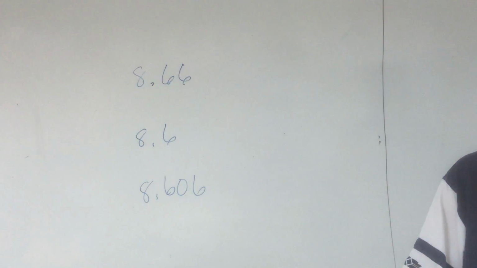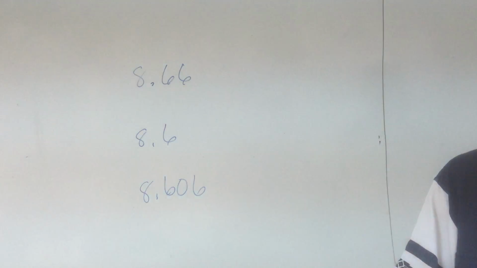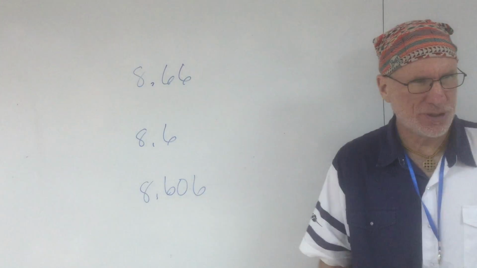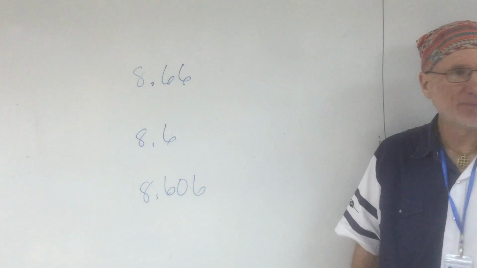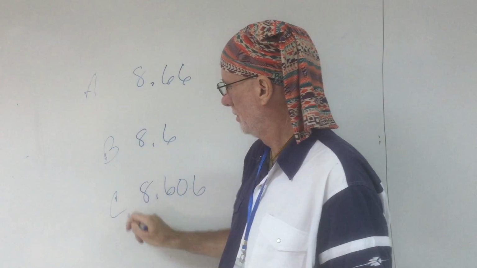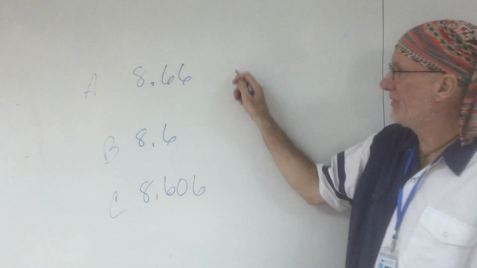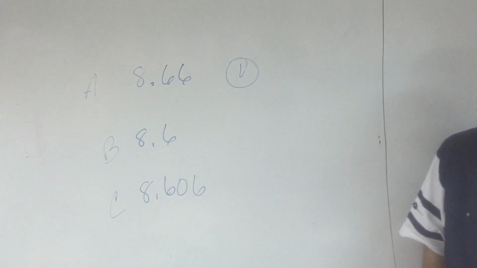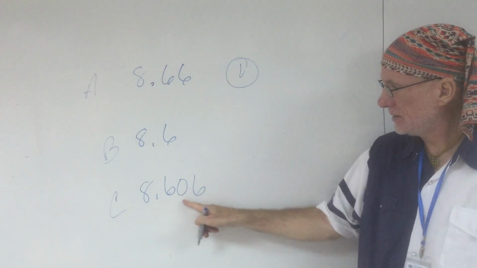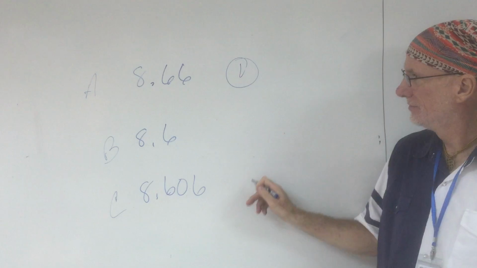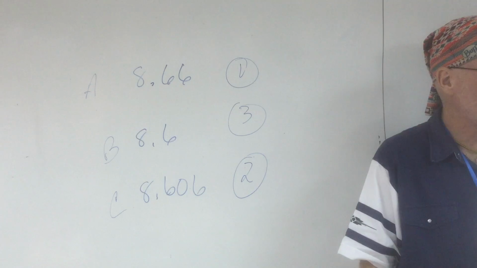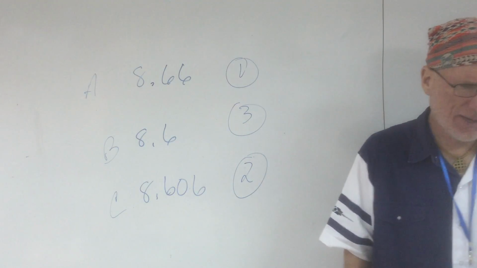All right, what's going to be the largest? Can you do this? Is this pretty straightforward? What's the largest number? A is largest. So we'll give that a 1 as largest, okay? What's next largest? C. That has 0.06 more, right? And that's the smallest. That's pretty straightforward, don't you think? Yes or no? Okay.